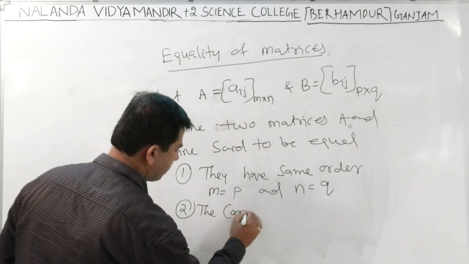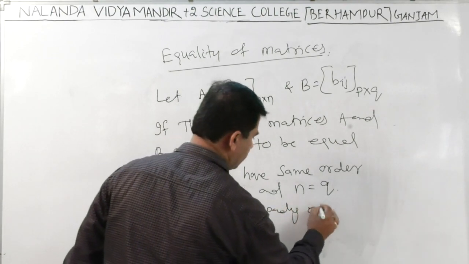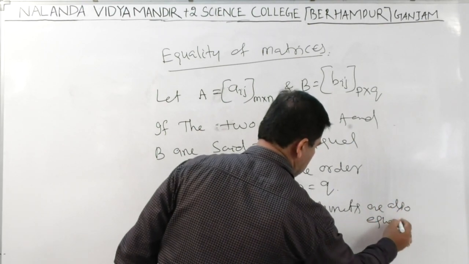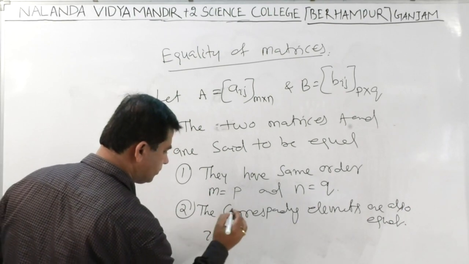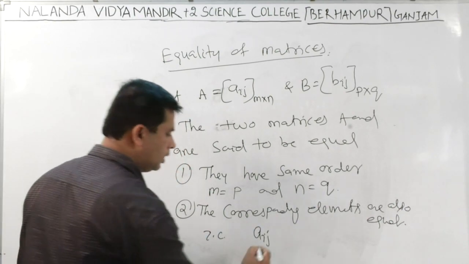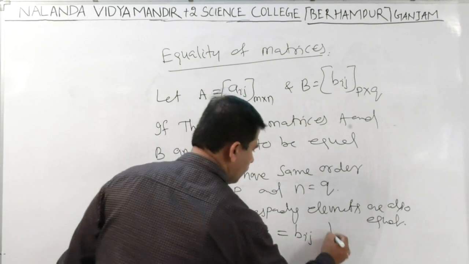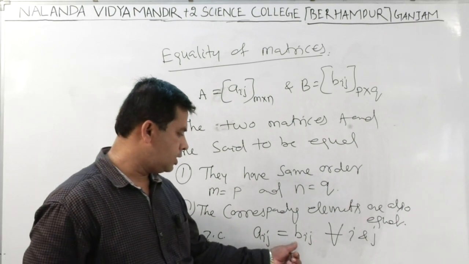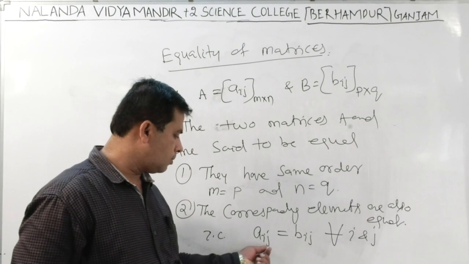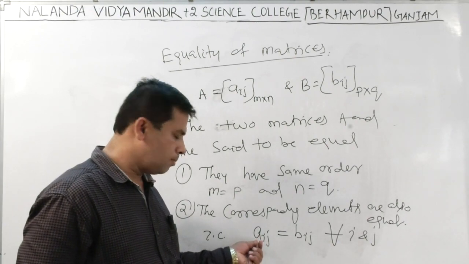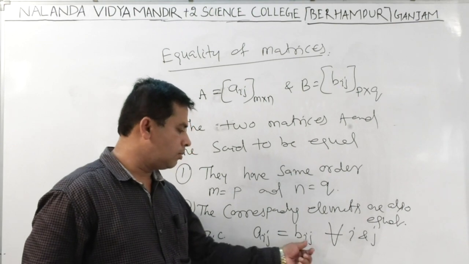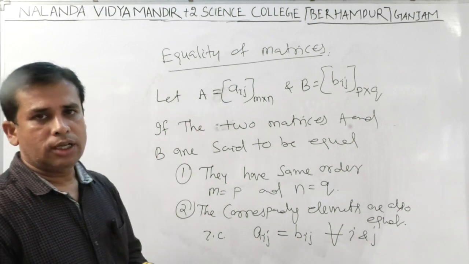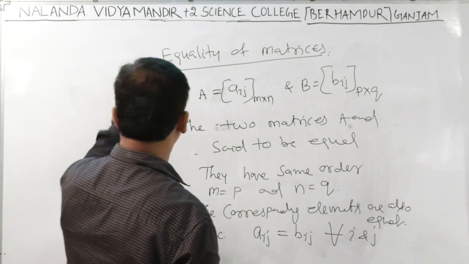The corresponding elements are also equal. That is, Aij is equal to Bij for all i and j. Aij means the i-th row, j-th column element of matrix A is equal to the i-th row, j-th column element of B. This way we can also define two matrices are equal. Now we go through some examples.